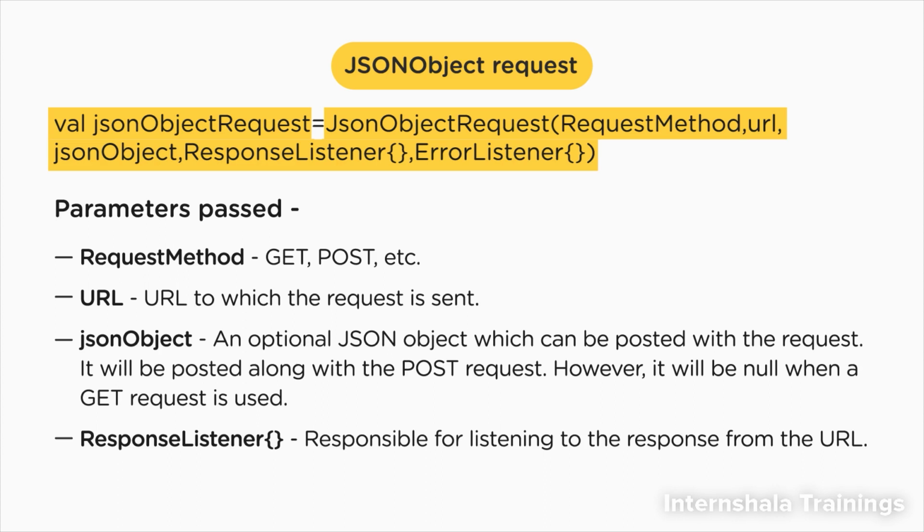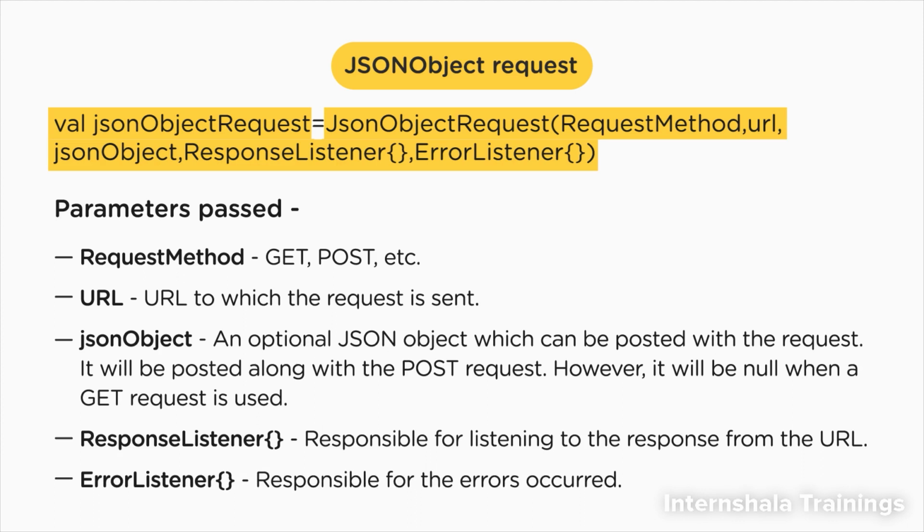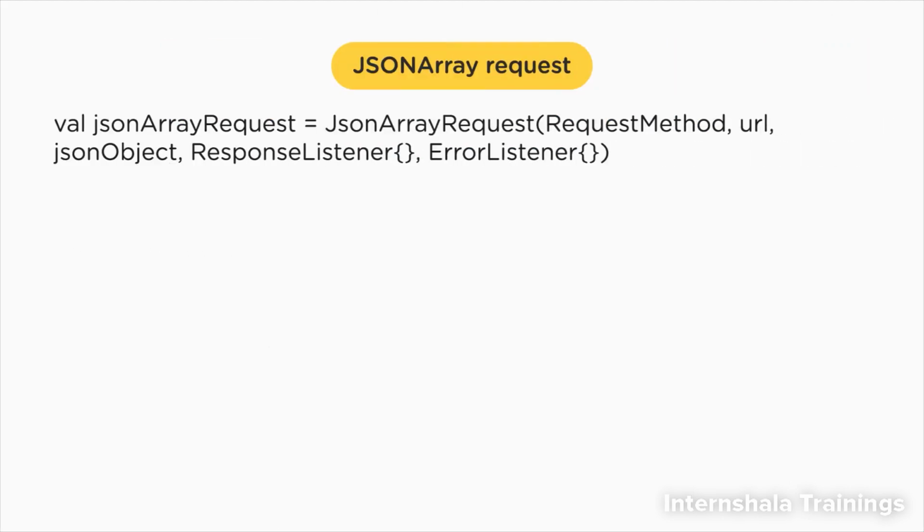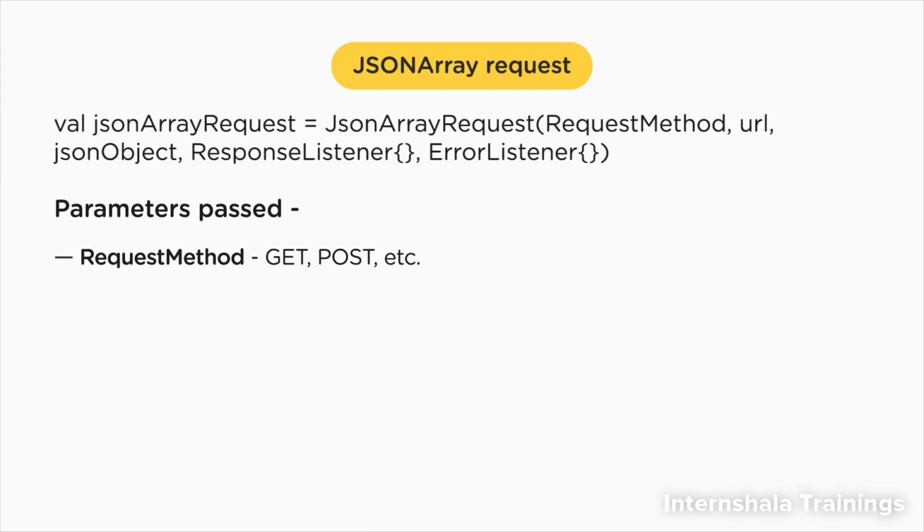And finally, we have the error listener, which will be responsible for any errors that might occur in this transaction. Now, let's see how a JSON array request looks like. This is it. So you see, it looks exactly the same as the JSON object request. The parameters used here are request method, just like we did for JSON object.